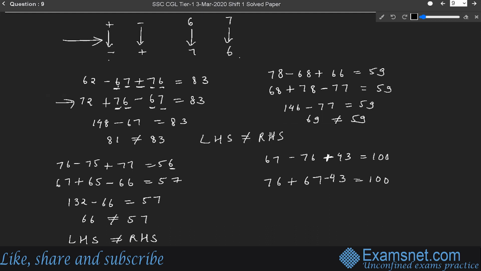100. Okay. So now adding this value, 76 plus 67 is 143. Okay. Minus 43 should be equal to 100. Now 143 minus 43 is 100. So 100 is equals to 100. You can see that LHS is equal to RHS for this given option. So this is the correct option.